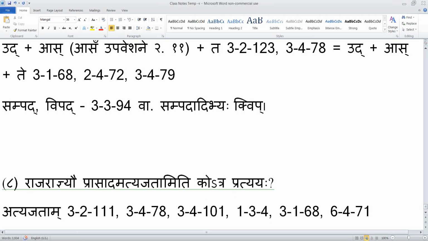Atyajata means two of them. Two of them abandoned the palace. Prasadam clearly is Vitya Ekvachanam Ramavat Amipurvaha. So Prasadam is Vitya Ekvachanam, that's the karma of the Dhatu Tyaj. And iti ends the quotation.